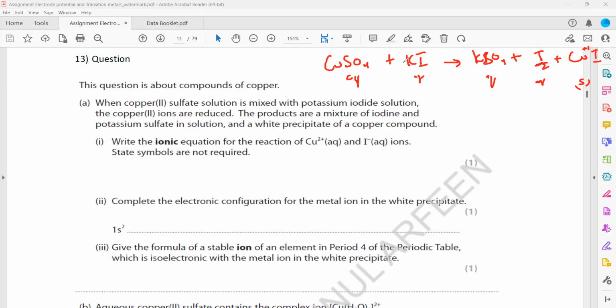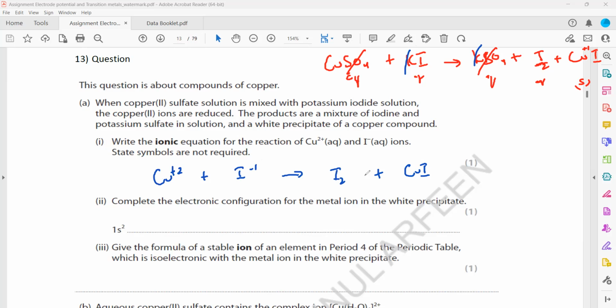First, we should balance the equation, or we just cancel out the common ions. Sulfate ions are common, so we cancel them. Potassium ions are common, so we cancel them. So what do we have? We have copper 2 ions reacting with iodide ions. As a result, it will produce iodine and copper 1 iodide.